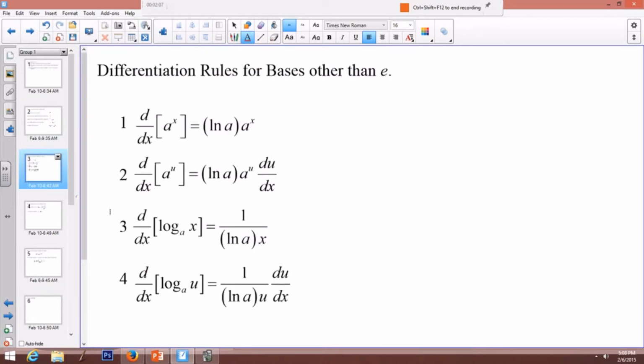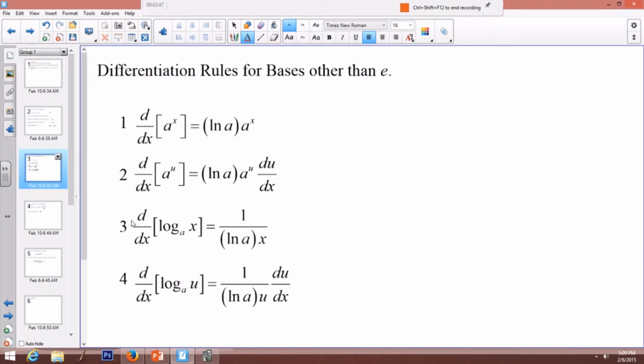The things that are new are these differential rules. So if you're taking the derivative of some exponential with some number other than e, it's just going to be the ln of whatever that base is times that exponential again, so a to the x. This is the chain rule example for this. If you go the derivative of a to some expression that's in terms of x, it's still the ln of a times that exponential again times the derivative of whatever that composed function in the exponent is.